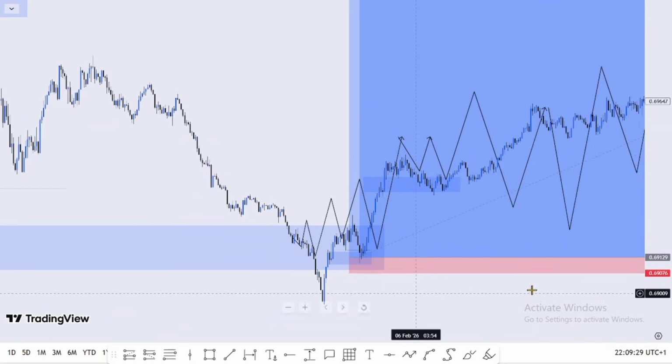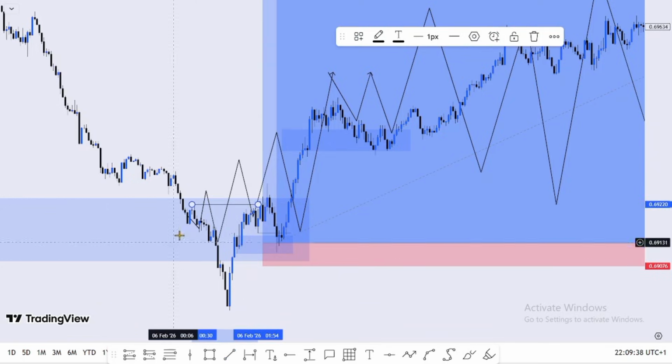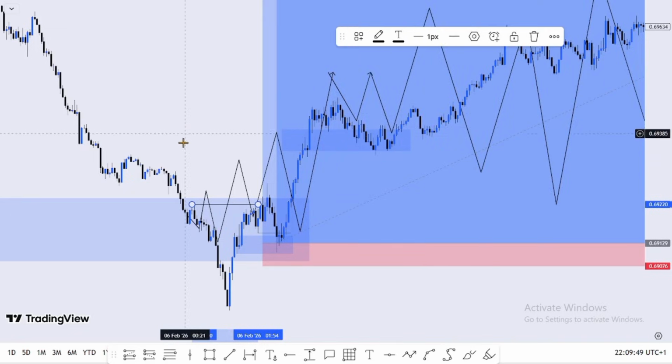After price traded to this place, we saw a reaction off of this level, and at this point we had a market structure shift. It's actually a break of structure, but when you see a break of structure in the opposite direction of the prevailing trend, that's actually a market structure shift. So in this case, this is a market structure shift.